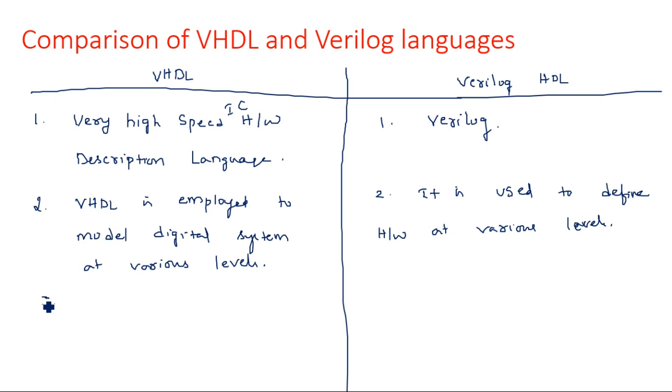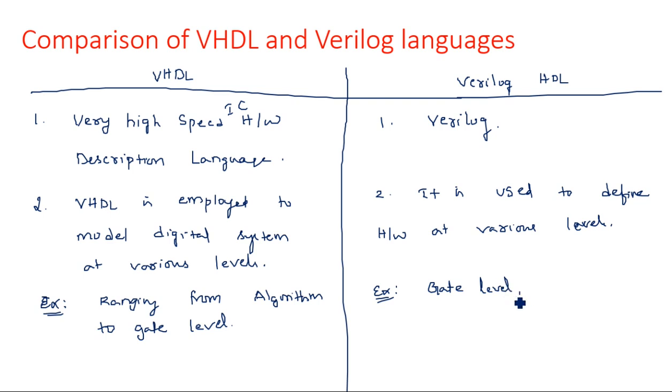That means, for example, we can say ranging from algorithm level to gate level. Here the example in Verilog, so the meaning of defining hardware at various levels means gate level, RTL and algorithm level. Okay, so these are the various stages we have.